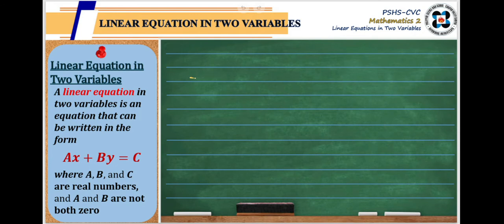In grade 7, you learned what a linear equation in one variable is. You also determined its solution set. For example, negative 3 times the quantity 8x plus 1 equals 7x plus 1 is a linear equation in one variable. So let's try to solve for x.